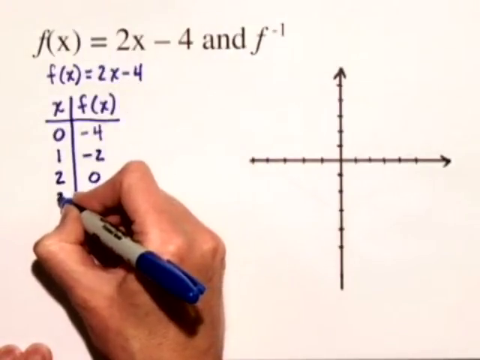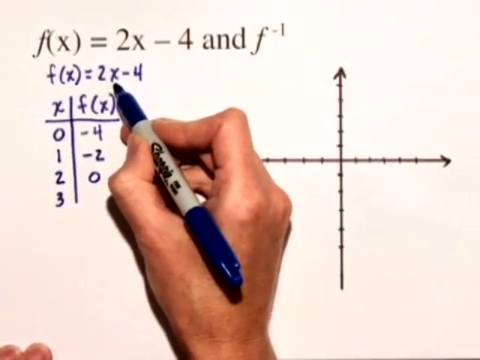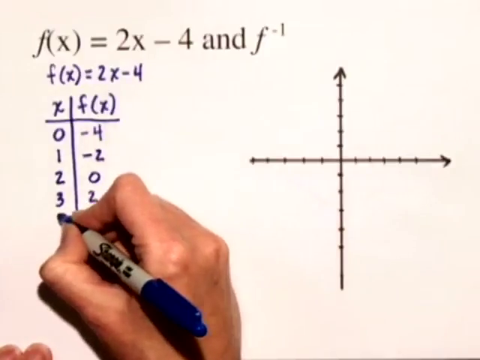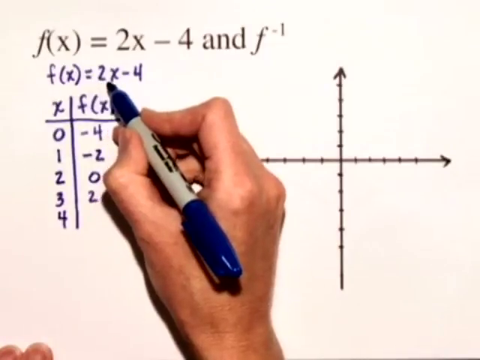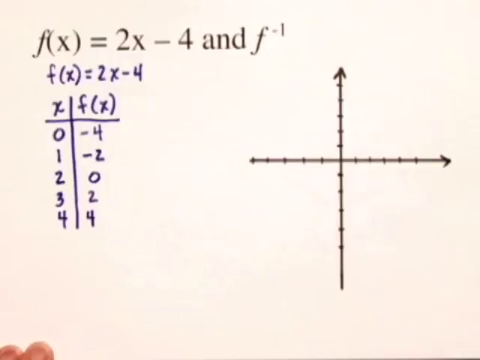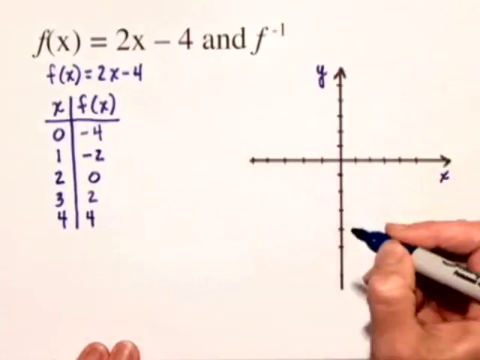Let's do a couple more. Let x equal 3. F of x equals 2 times 3, which is 6, minus 4, or 2. And finally, let's let x equal 4. F of x equals 2 times 4, which is 8, minus 4, which gives us 4. Let's go ahead and plot these 5 points on our xy coordinate system.